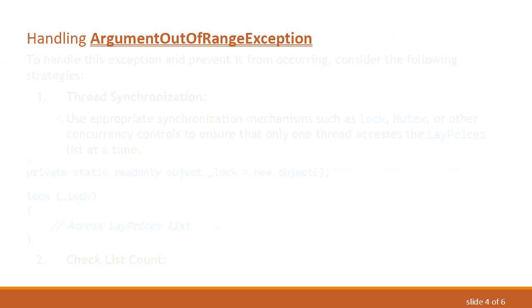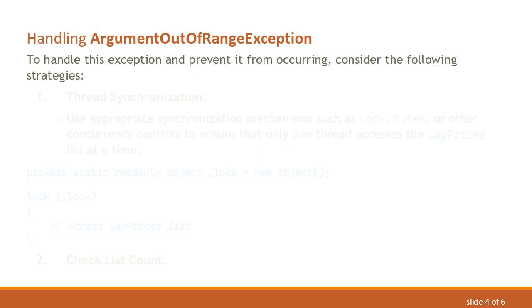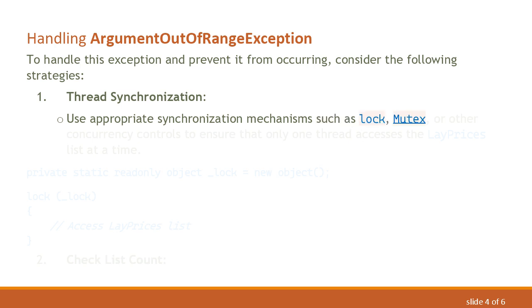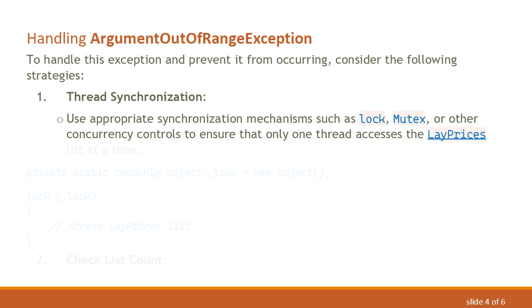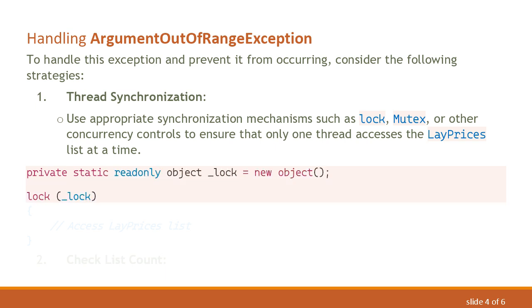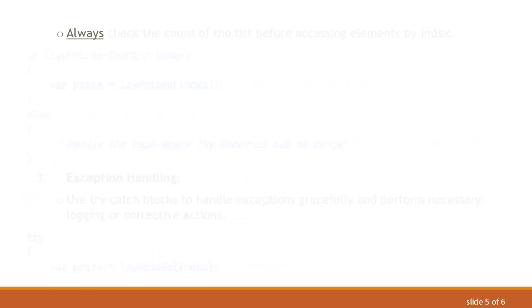Handling the argument out-of-range exception. To handle this exception and prevent it from occurring, consider the following strategies. Thread synchronization. Use appropriate synchronization mechanisms such as lock, mutex, or other concurrency controls to ensure that only one thread accesses the LayPrices list at a time. Check list count. Always check the count of the list before accessing elements by index.